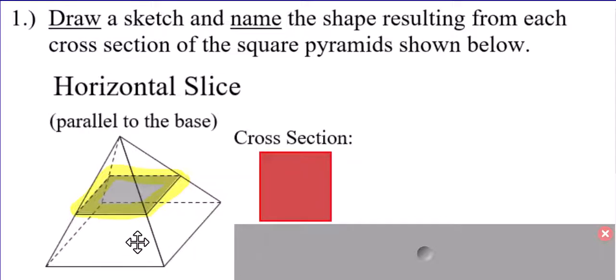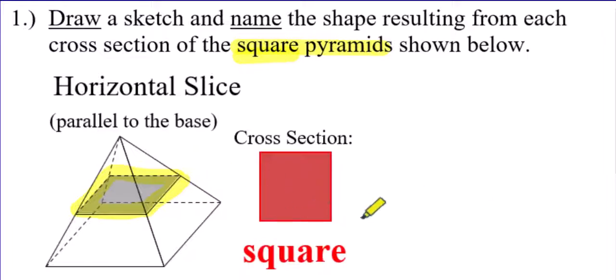Now, you might be like, well, what is that base? Is that a rectangle? Is that a square? Well, you might want to highlight this. I literally said that these were square pyramids, meaning the base is a square. So, if it's parallel to the base, then it's going to be the same type of shape as the base, which would be a square if our base is a square. So go ahead and draw that sketch and name it a square.